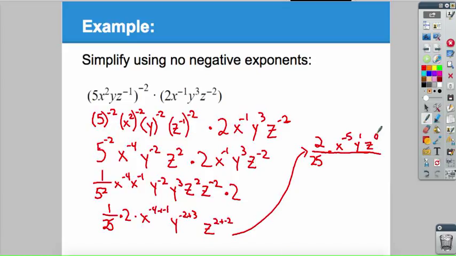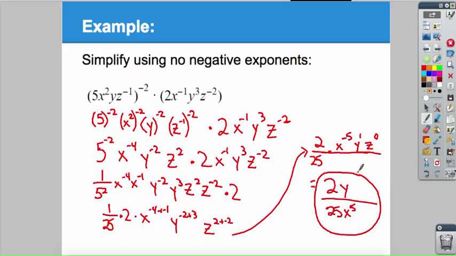And so I'm looking at what I can simplify next. I know I don't want to have a negative exponent here, so I'm going to have 2 over 25. I'm moving x to the fifth to the bottom so that it becomes a positive exponent. Y to the first is going to sit there on top. And then my z to the 0 power is just a 1. I don't need that any longer because multiplying times 1 will not change things.